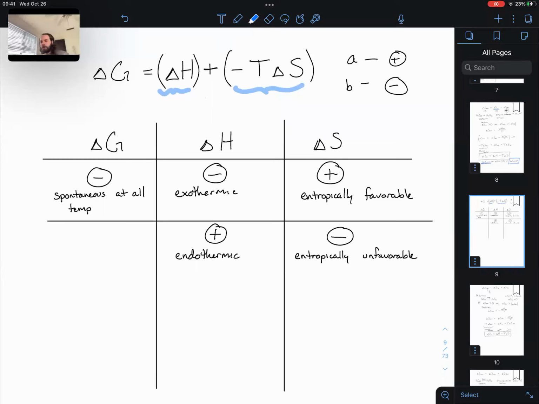All right, so nice. So delta G will be positive in this situation, right? Because I'm going to punch in a positive number for delta H. And then negative T times a negative number will again be a positive. And adding a positive with a positive is going to be positive, right? So then I have delta G, this will be non-spontaneous at all temperatures.